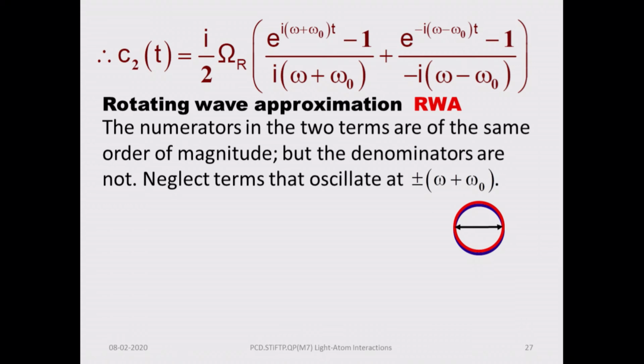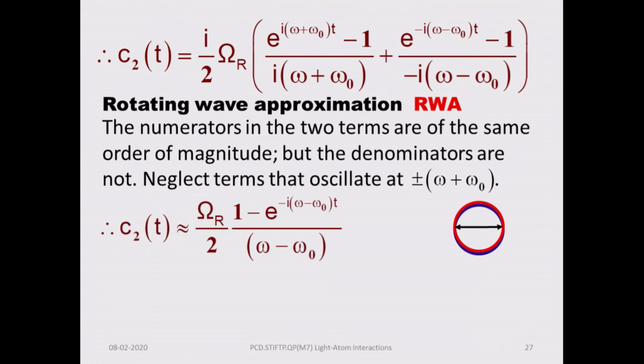So, it is quite understandable that you can ignore the term in omega plus omega 0 because that will not contribute very much to this interaction process. So, this is called the rotating wave approximation, and in the rotating wave approximation you ignore that term, and in the remaining term, after you take care of the minus sign, you cancel this i with this i over here, but then there is a minus sign here. So, instead of minus 1 in the numerator, you get 1 minus the other, all right.